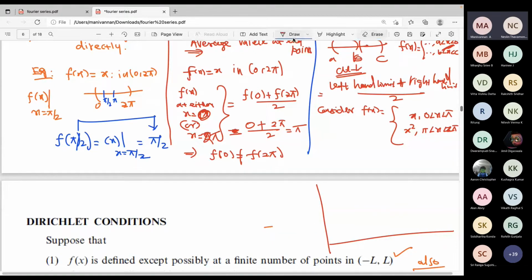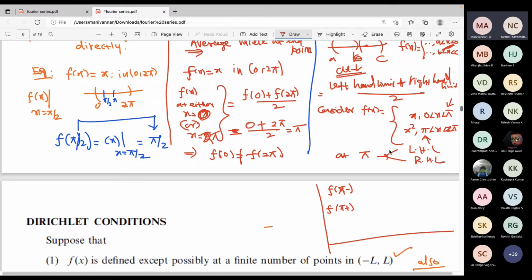Now consider f of pi minus and f of pi plus. What is meant by f of pi minus? We are going to evaluate at which point? Pi, right? So f of pi minus is the left hand limit for this function, and f of pi plus is the right hand limit at this point pi. At pi we are computing the left hand limit and the right hand limit.